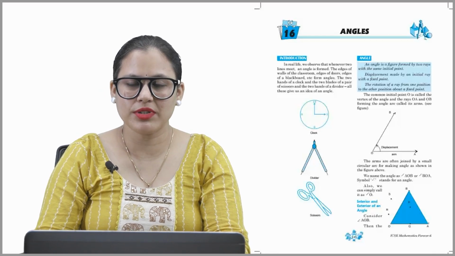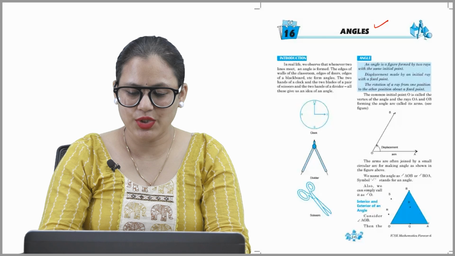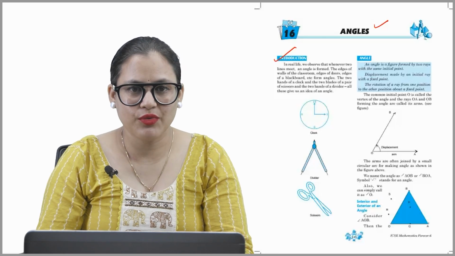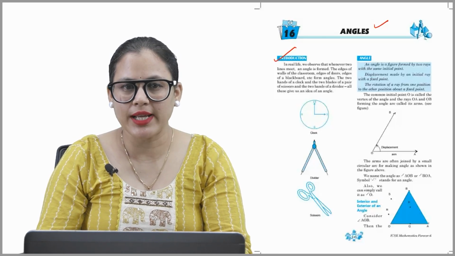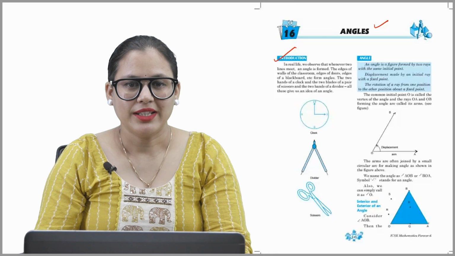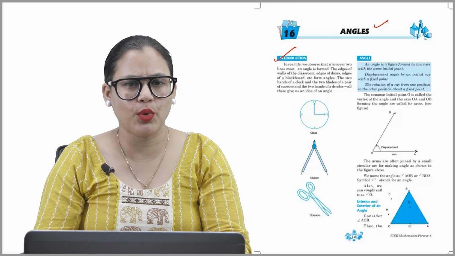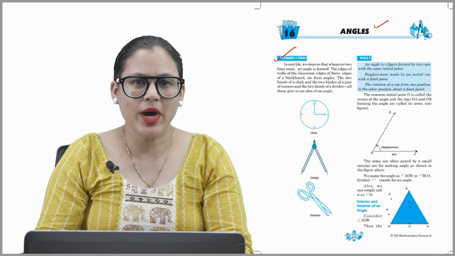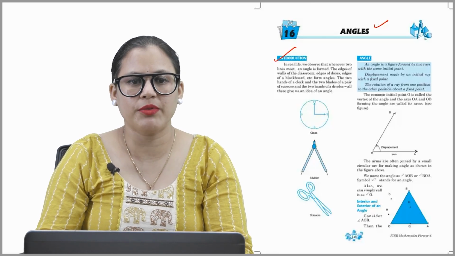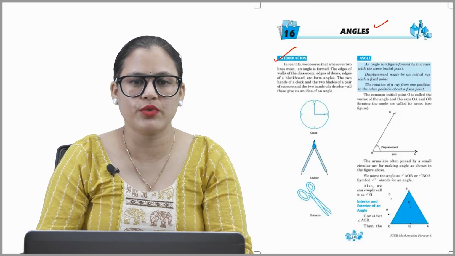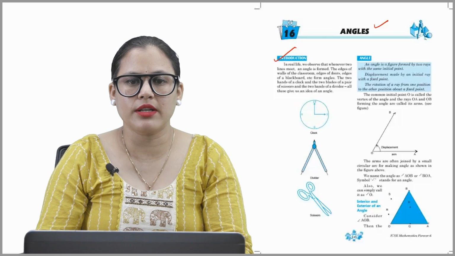Let's start today's chapter, angles. Introduction. In real life, we observe that whenever two lines meet, an angle is formed. The edges of walls of the classroom, edges of doors, edges of a blackboard, etc. form angles. The two hands of a clock, the two blades of a pair of scissors, and the two hands of a divider, all these give us an idea of an angle.